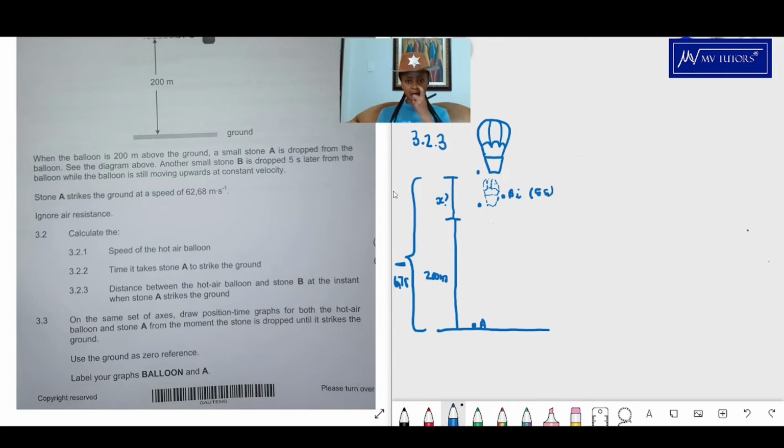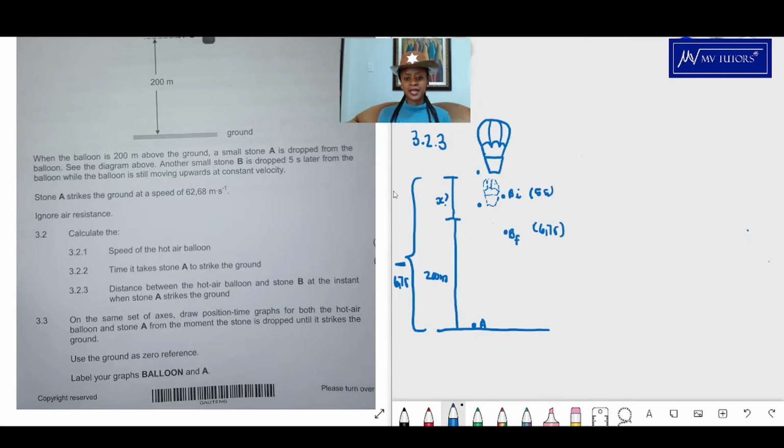At 5 seconds, where was B? And then at 6.7 seconds, where was B? B probably somewhere here. So we have B final. Okay, and then here the height of stone B initially, as well as the balloon, should be the same.